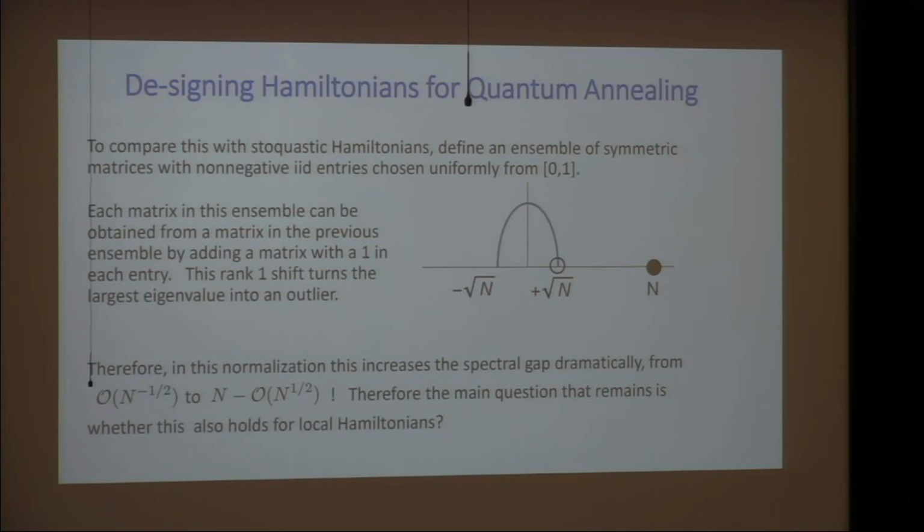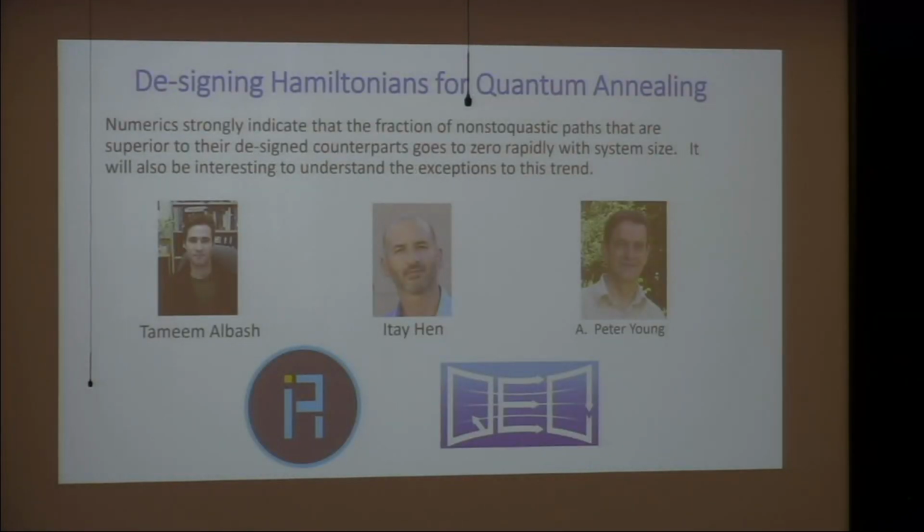There we do have some results, but they're a little complicated to tell you about. And then we also have some numerics. I want to acknowledge my co-authors, Tamim, Itai, and Peter, and we are part of the IARPA Quantum Enhanced Optimization Program. What we do in the numerics is we find that the fraction of non-stochastic paths that are superior to their de-signed counterparts goes to 0 rapidly with system size. But we do notice that there are exceptions. With some probability, there can be exceptions. Of course, we're trying to understand those as well.